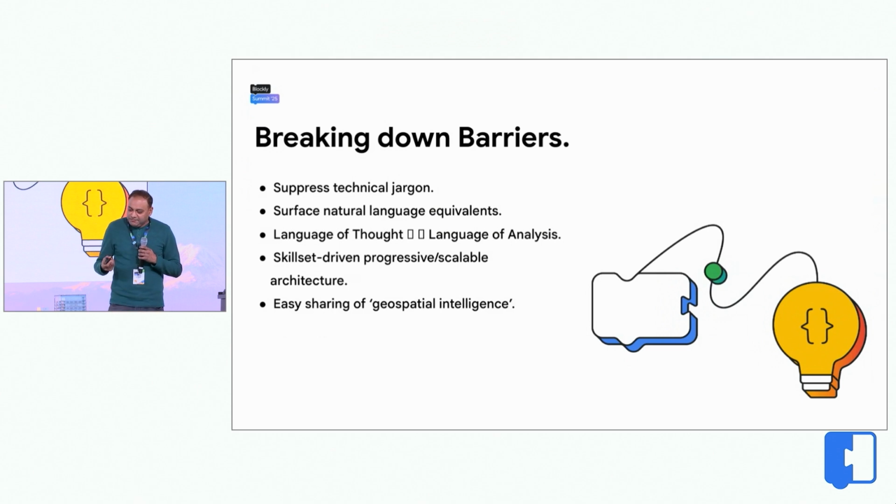Also, another way is to design software architectures that meet where the users are in terms of geospatial skills. Also, we need to create mechanisms that enable us easy sharing of geospatial analysis that are easy to use and easy to understand.